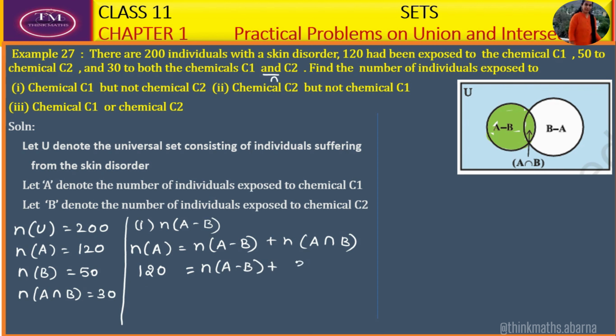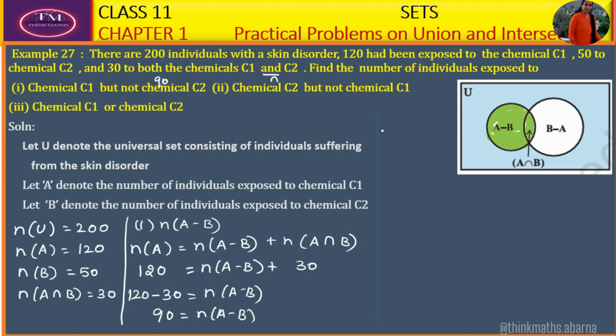It is 30. So keep the number of elements in A minus B on the right hand side. On the left hand side we already have 120. This plus 30 will become minus 30. So 120 minus 30 is 90. So 90 is equal to n of A minus B. So the number of students exposed to chemical C1 but not C2 is 90. Okay. For the first one it is 90.